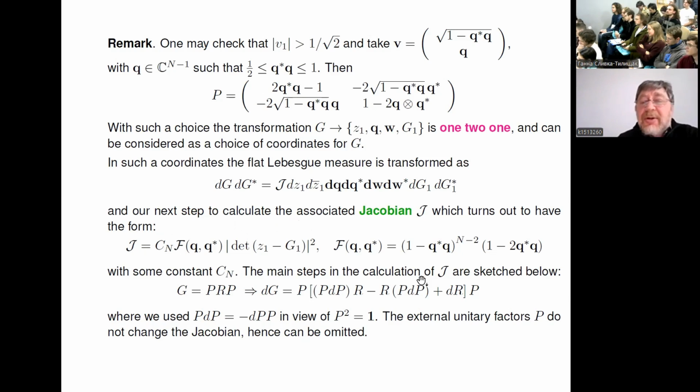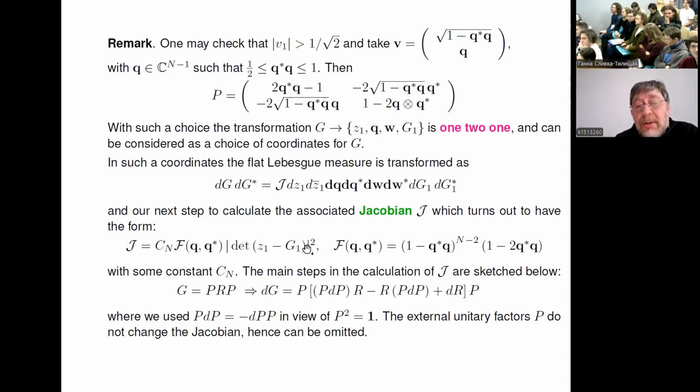then some factor which is explicitly written here, depending only on the vector Q and its conjugate. And then the most important factor: the modulus of the characteristic polynomial of this reduced block of size n-1 by n-1, squared. So this is the Jacobian.